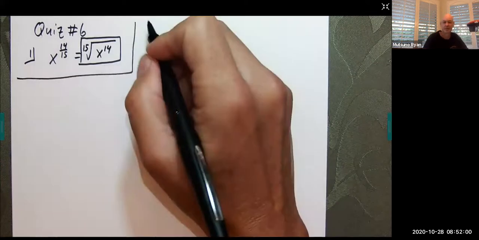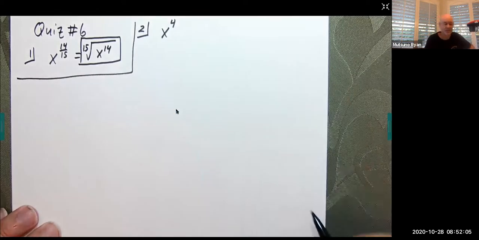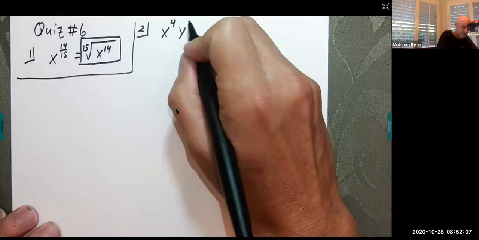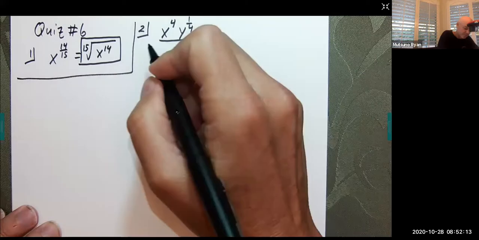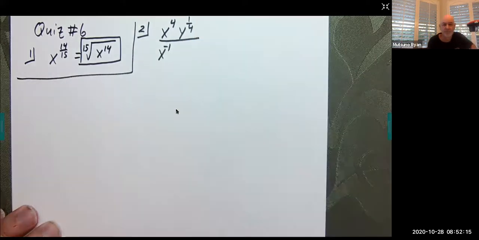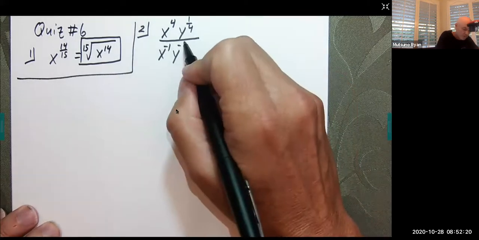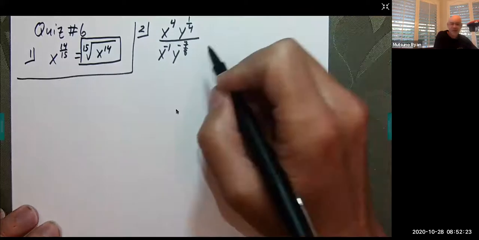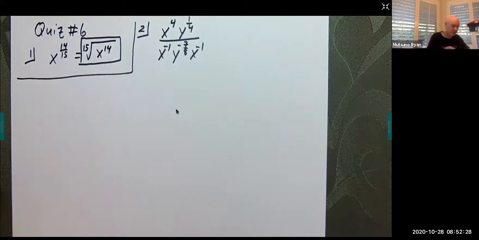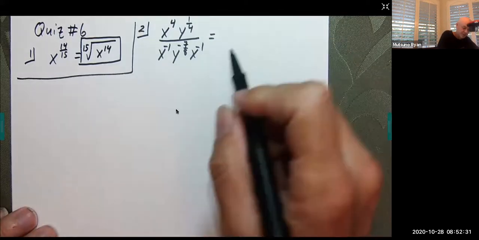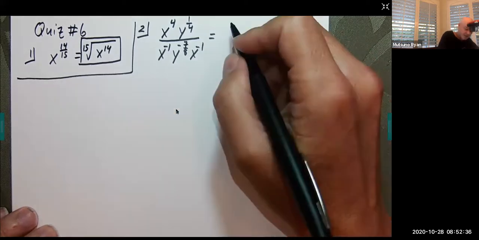Number 2 over here. My number 2 is x to the 4th. Again, you may have different numbers in yours, which is fine. The process will all be the same. Y to the negative 7/8 and x to the negative 1st. And what I'm going to do first is I'm going to combine up my denominators because I have 2 x's there. And when you multiply, you add the exponents.